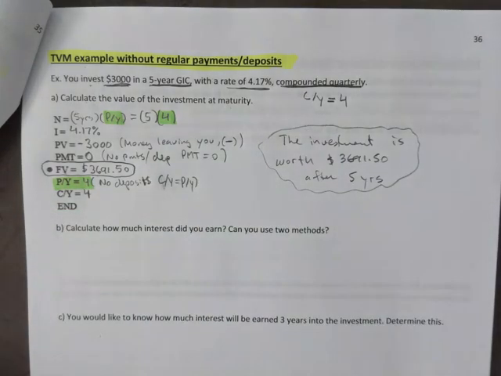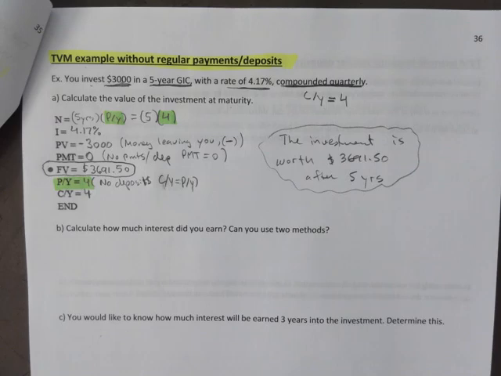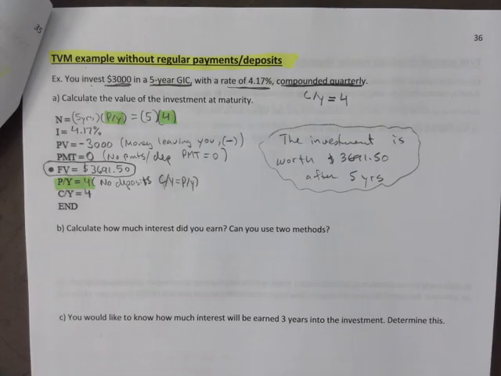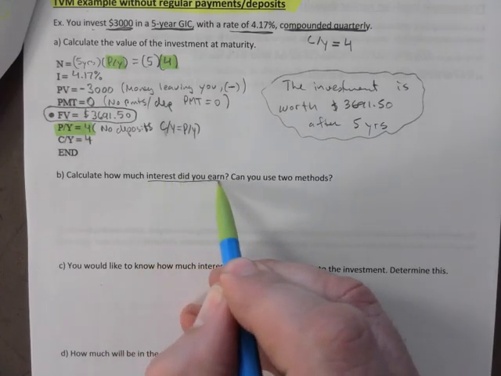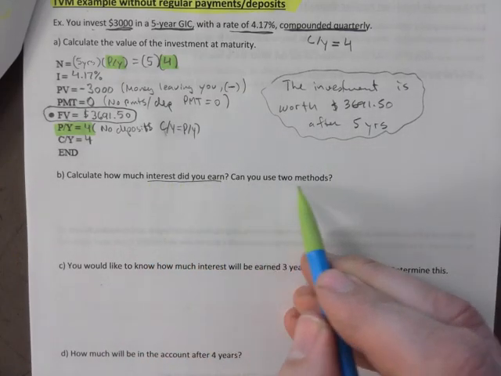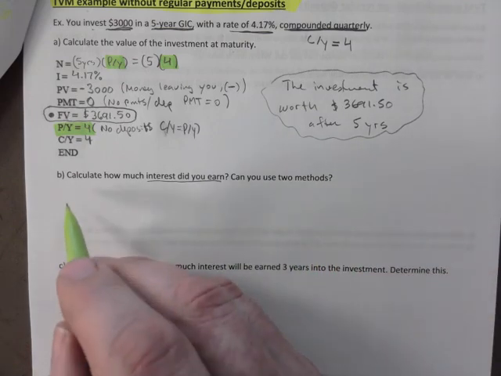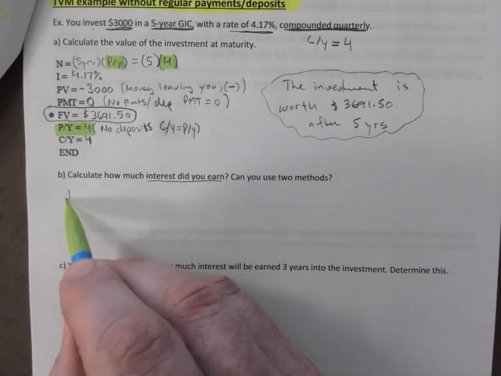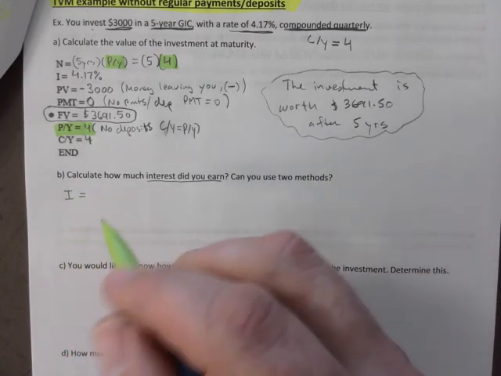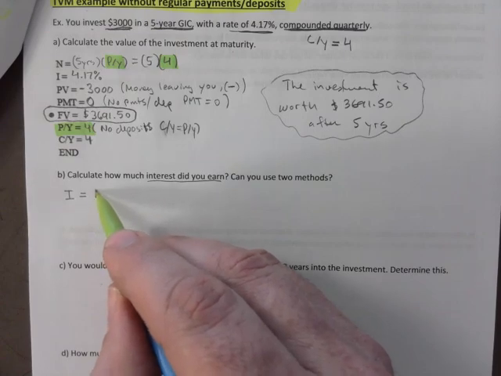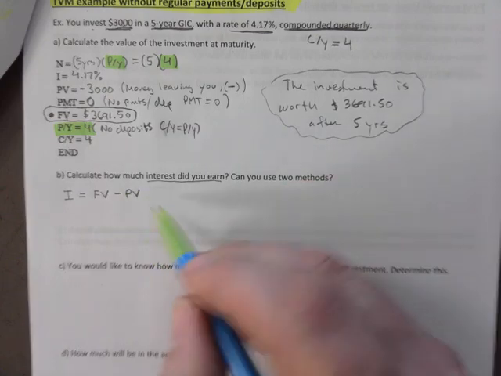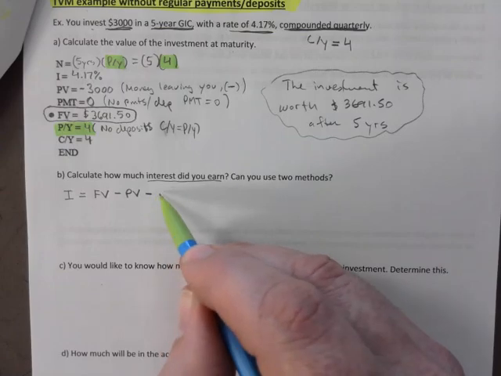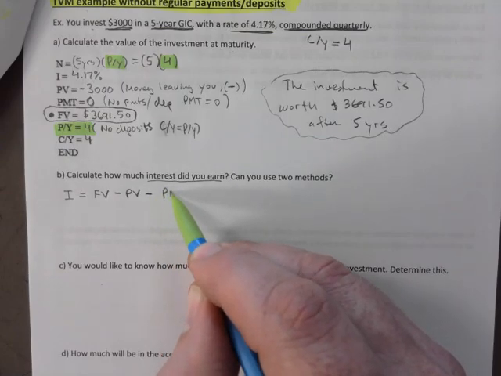Okay. So it's a bit of a learning curve to figure out how to work this. Okay, next. How much interest did you earn? Can you use two methods? Okay. Interest is going to be future value minus present value minus any deposits that you've made, any payments that were made.